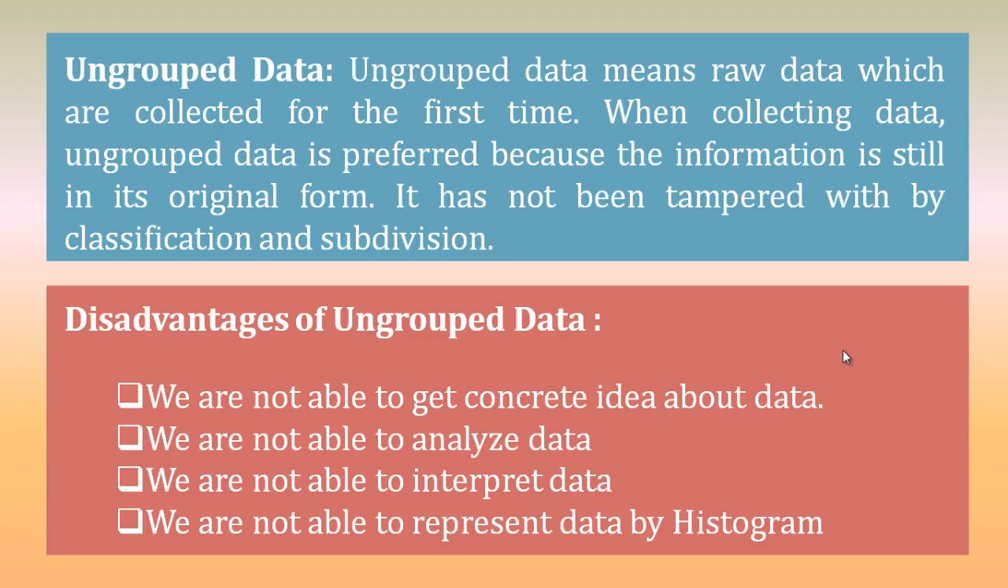Now we are discussing ungrouped data. What is ungrouped data? Ungrouped data is the data you first gather from an experiment or study. The data is raw, that is, it is not sorted into categories, classified or otherwise grouped. An ungrouped set of data is basically a list of numbers. From this ungrouped data, we are not able to get any information about the data. Sometimes it is rather difficult to understand. So there are some disadvantages of ungrouped data.